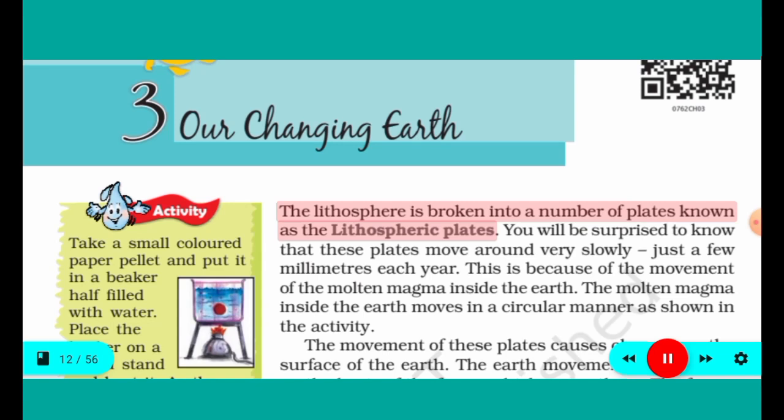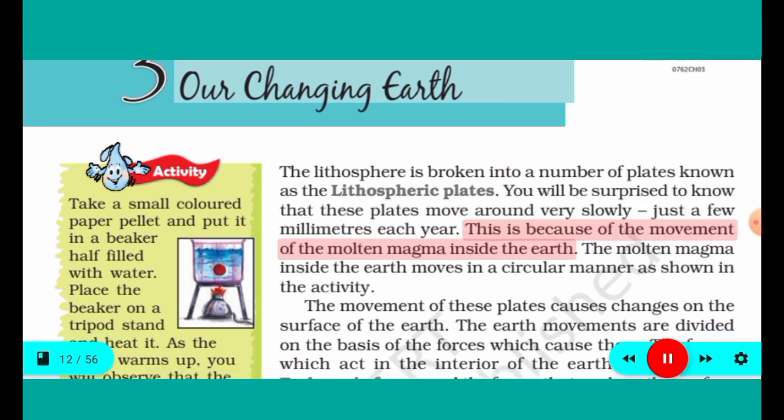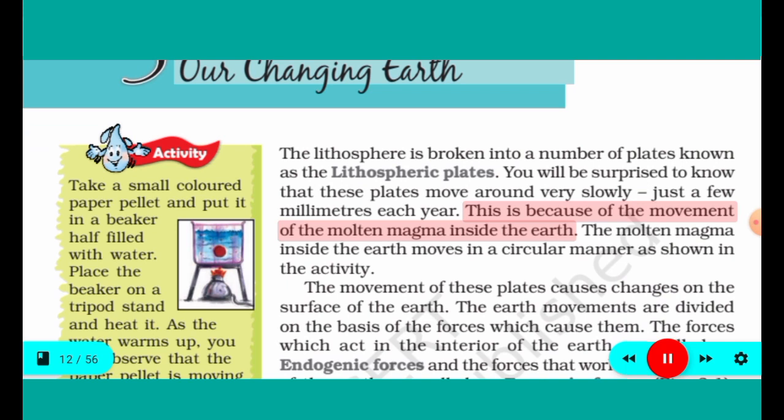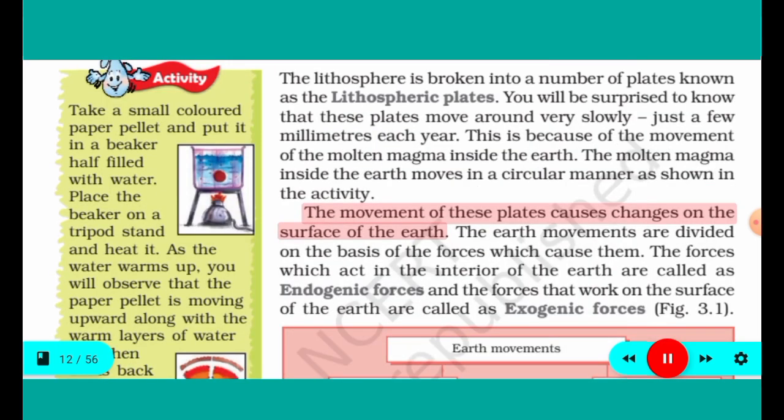The lithosphere is broken into a number of plates known as the lithospheric plates. You will be surprised to know that these plates move around very slowly, just a few millimeters each year. This is because of the movement of the molten magma inside the Earth. The molten magma inside the Earth moves in a circular manner as shown in the activity. The movement of these plates causes changes on the surface of the Earth.